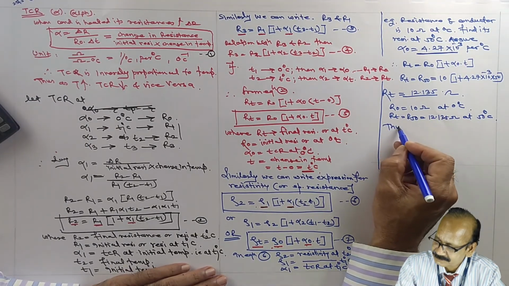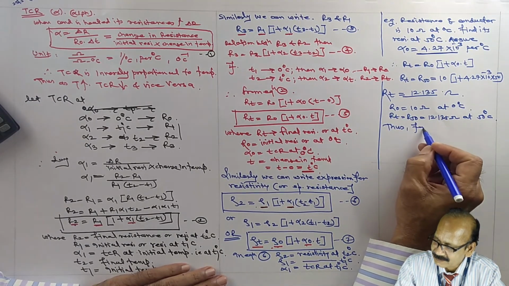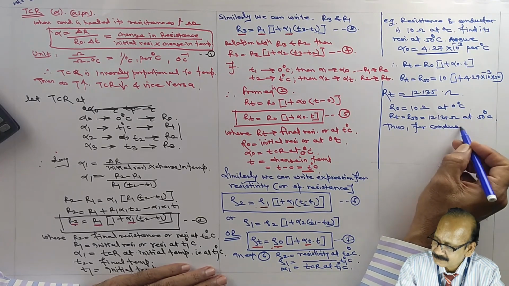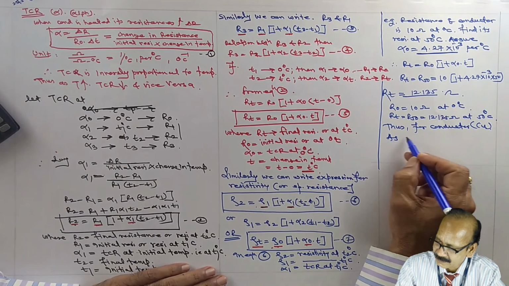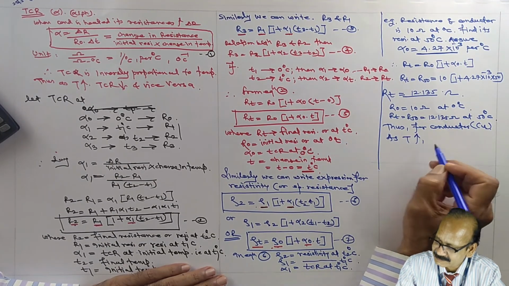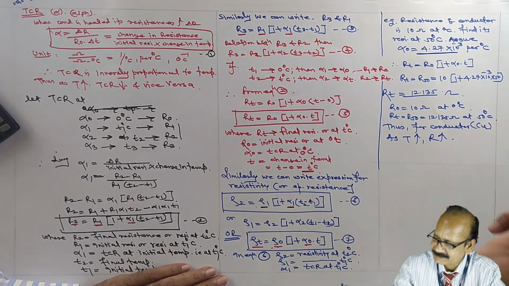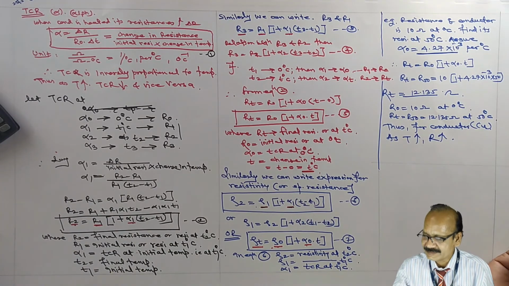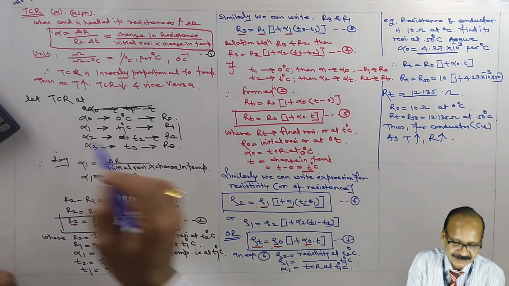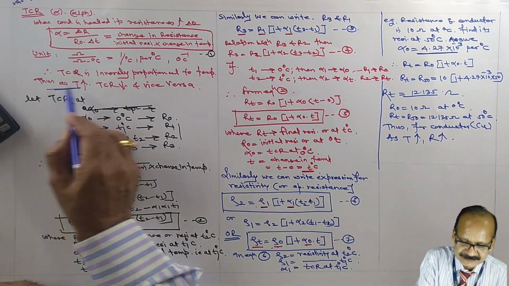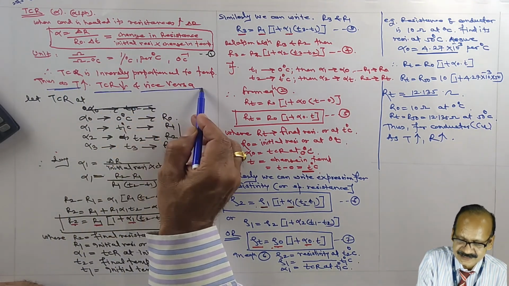Thus, for a conductor, obviously here it is copper, as the temperature increases, resistance increases, which we have learned earlier. And already we have stated that as the temperature increases, TCR decreases and vice versa.